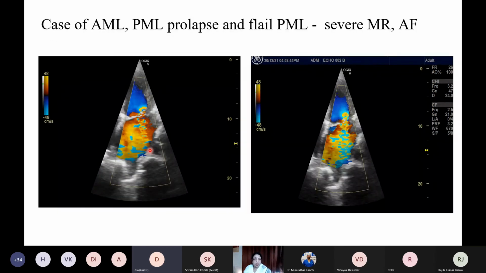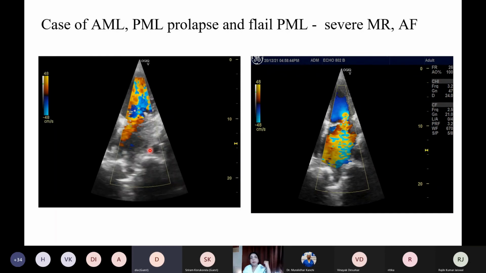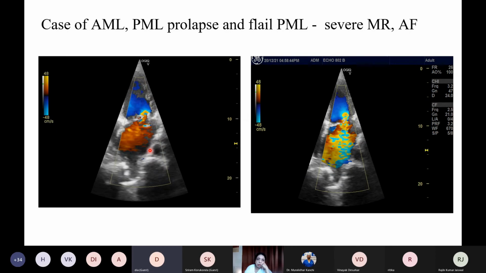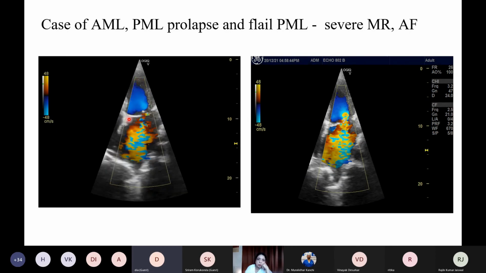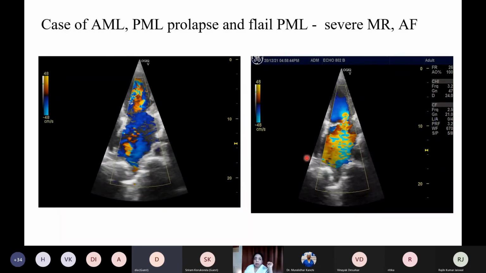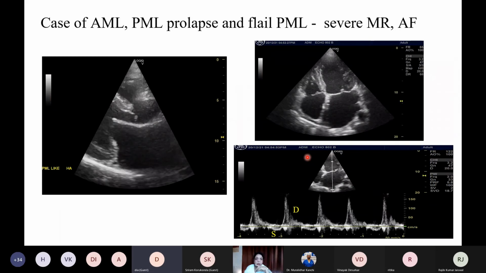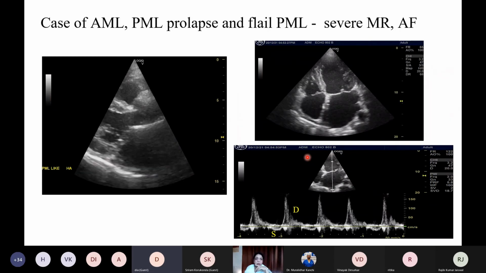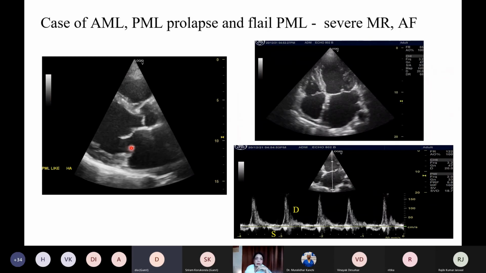This is another case of AML and PML prolapse along with flail PML showing severe torrential MR. There is spontaneous PISA over here. The moment you see spontaneous PISA, it is a severe MR. This is the image of the same. And the same patient showing a prolapse as well as flail.